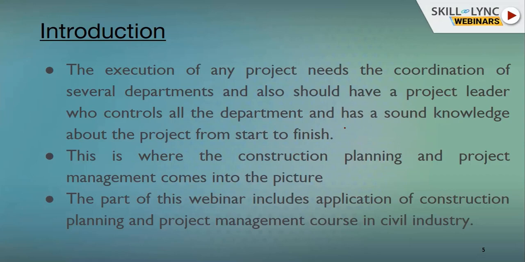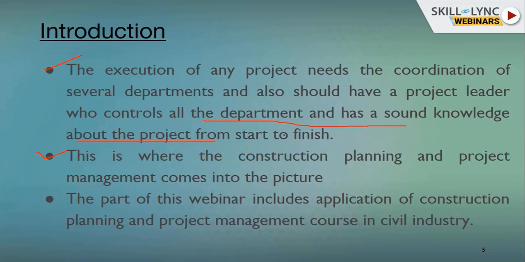So this is where construction planning and project management comes into the picture, because we have to manage several departments and we should have knowledge of the project from starting to the finish. The part of this webinar also includes application of construction planning and project management in the civil industry. In this webinar, we will analyze in detail the practical aspects of planning and project management.